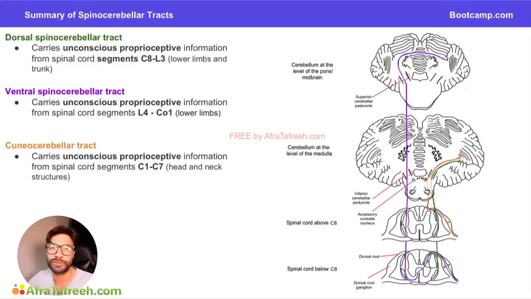So again, when you're going through these pathways, walk through them in your mind to understand which ones are staying ipsilaterally and which ones are staying contralaterally, and what sort of deficits, either ipsilateral or contralateral, would you see if you had a lesion along the pathway.